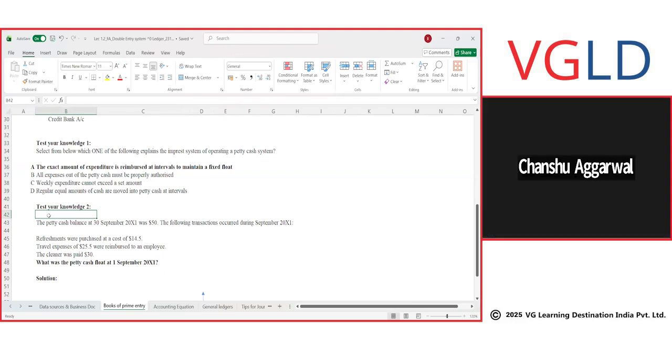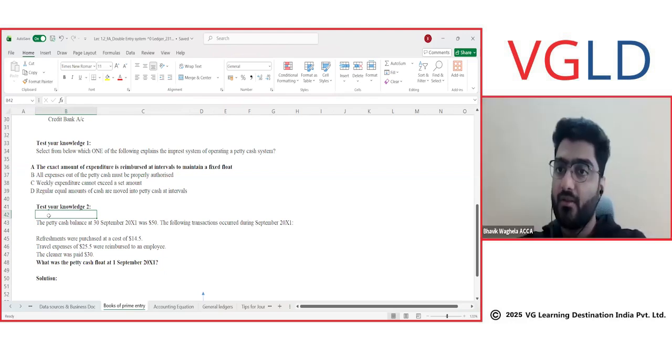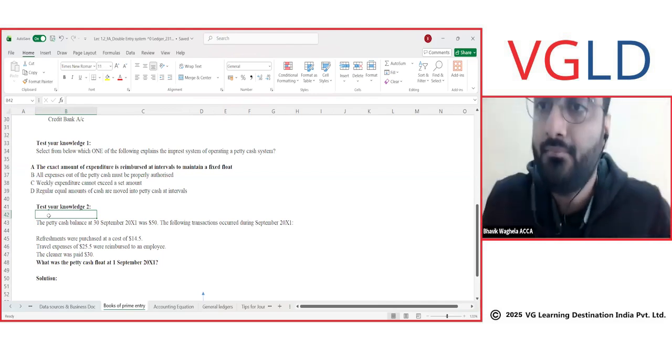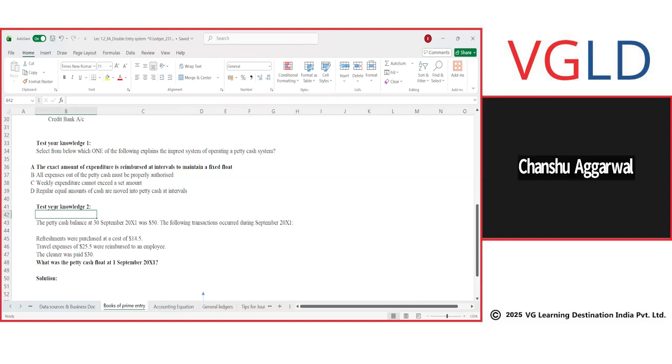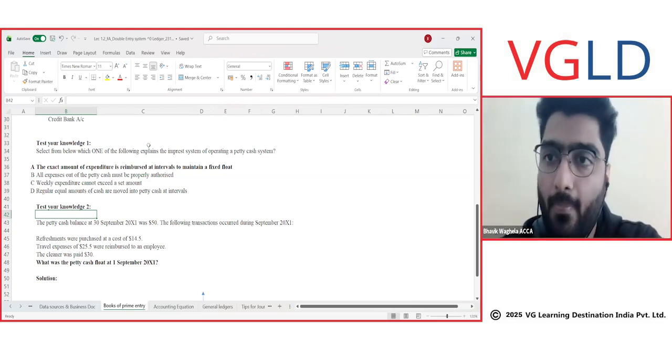Okay. So what if 5,000 is spent? Then you will only reimburse 5,000. So whatever is spent, you reimburse that much. Sir, got it. It means it won't be reduced below 30,000. If it is reduced, then we will pay again. Yes. Okay.